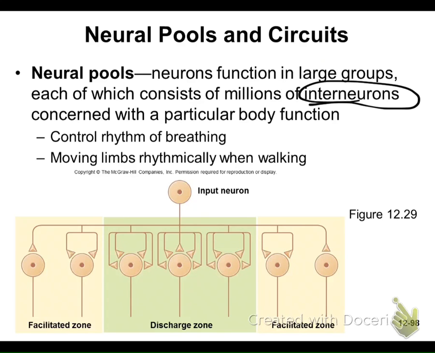Those little neurons between the neurons. Where do we find interneurons? Completely contained within the CNS, right? So these are the little neurons that are firing within your spinal cord and within your brain. And many of these neuronal pools, or neural pools, are going to help you do regular activities.